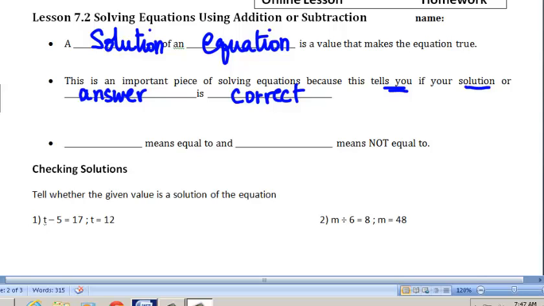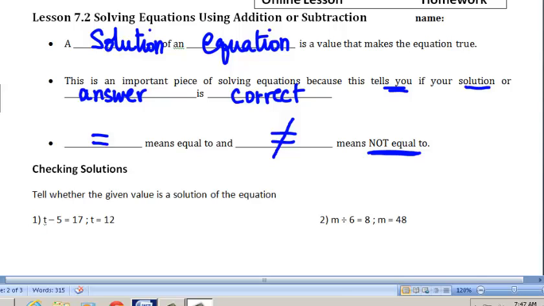So one thing you need to remember is this sign means equal to. We are all familiar with this, but this sign with the two lines and another line going through it means not equal to. You have to know this because you'll be using that quite a lot this lesson and from now on.